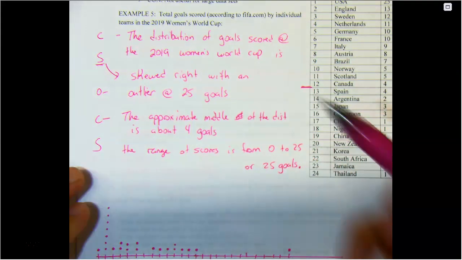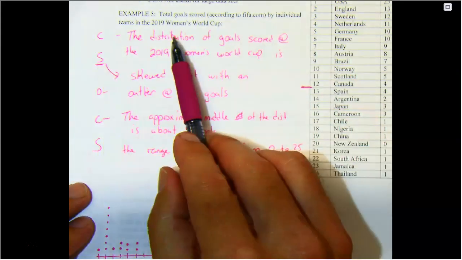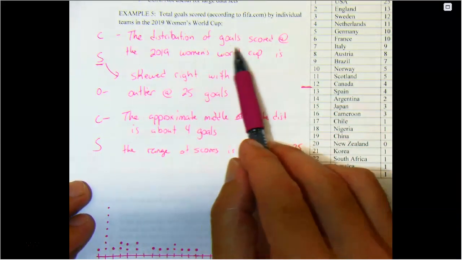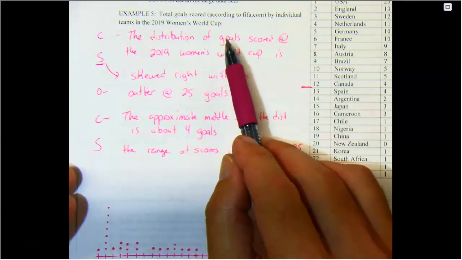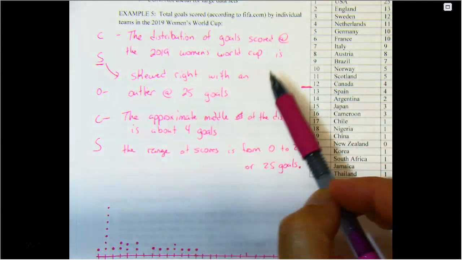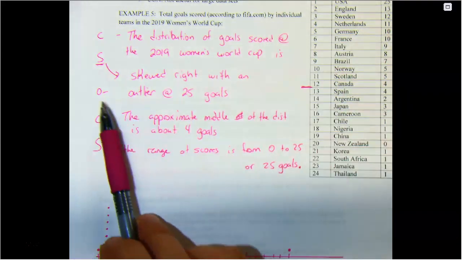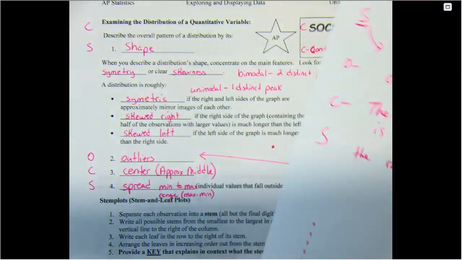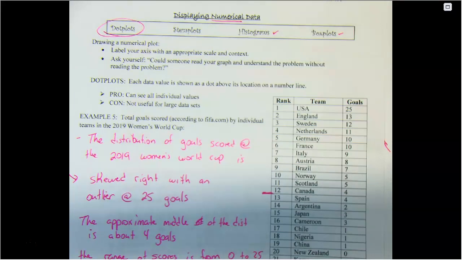All right, so again, CSOCS. We have to have some type of context. We had to talk about what my variable is, what my unit is. My variable was goals. The unit for goals is goals. We talked about its shape, it's skewed right. We could have included unimodal. We have the outlier, we have a center, and we have a spread. So again, those are the things that we have to talk about when we are asked to describe a distribution. Okay, I'm going to stop this video and we'll pick up with another one.